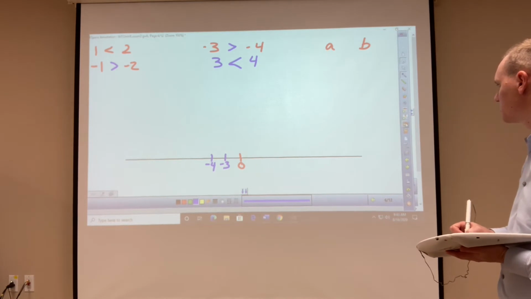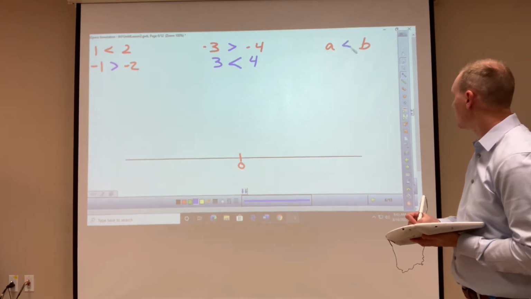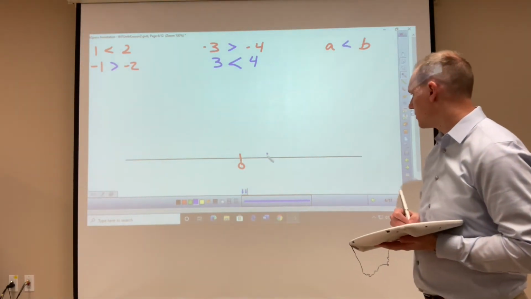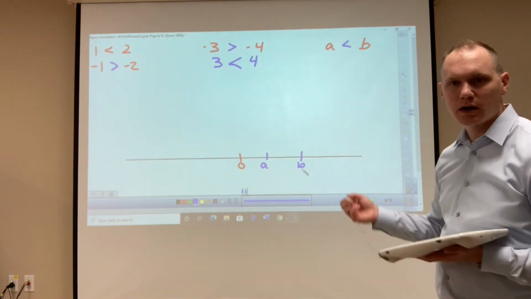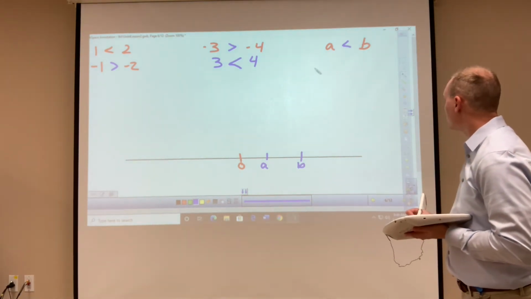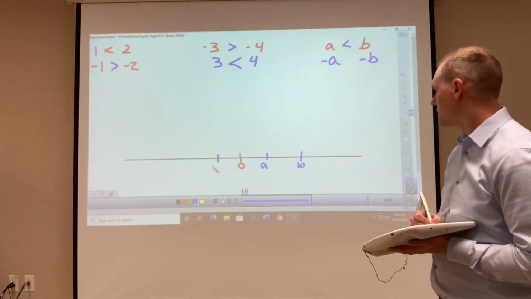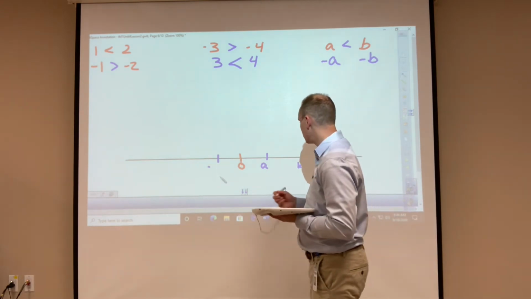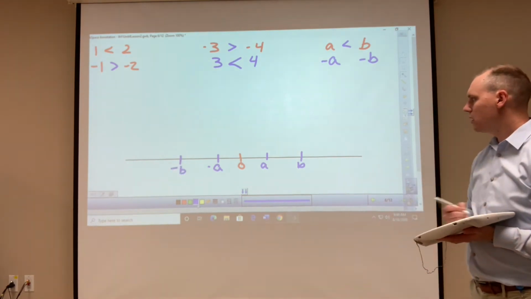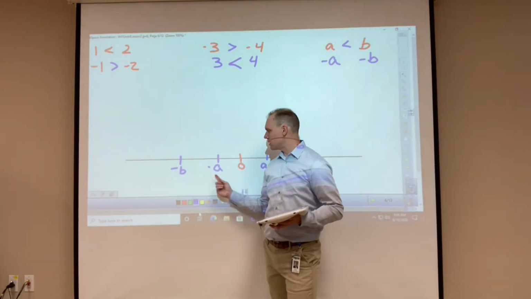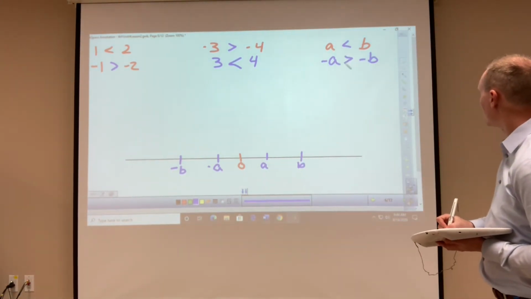All right, so let's generalize this. If we have A and B, let's say that A is less than B. I'm not sure where A and B are because we don't know what value they are, but A is less than B. So we can generalize it that way. If we negate both sides, so -A and -B, that means -A is going to be the same distance from 0, but on the other side. So -A and -B. Which one's greater, -A or -B? -A is greater, so -A is greater than -B.